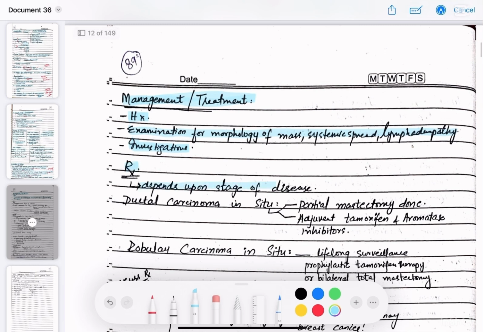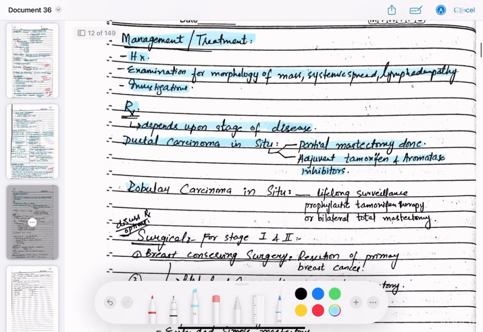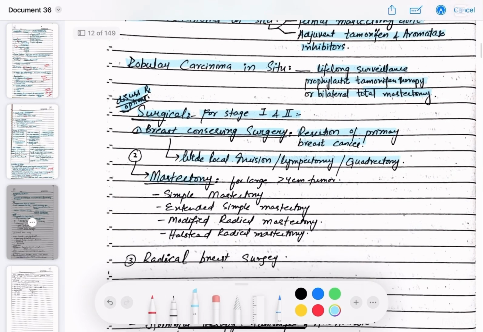For ductal carcinoma in situ, partial mastectomy is done, or adjuvant tamoxifen and aromatase inhibitors are given. For lobular carcinoma in situ, lifelong surveillance, prophylactic tamoxifen therapy, or bilateral total mastectomy is done. The different treatment options are surgical for stage 1 and 2: breast conserving surgery, resection of the primary breast cancer, and wide local excision or lumpectomy or quadrantectomy. Mastectomy is done for large tumors, greater than 4 cm: simple mastectomy, extended simple mastectomy, modified radical mastectomy, and Halsted radical mastectomy.